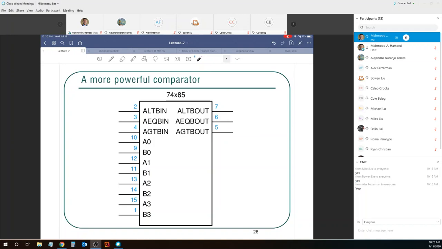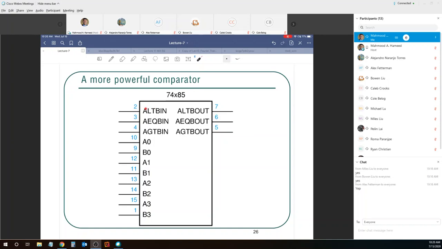All right, let's try this again. So what we have here is a more powerful comparator from earlier. Why is it powerful? How can we use this to compare a larger number of bits? Right, so that's the question.